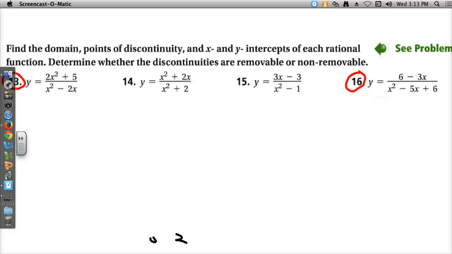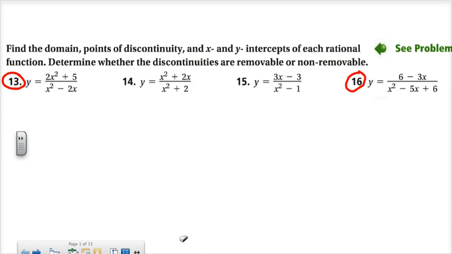These are the frequently asked questions for Algebra 2 for Section 8.3 Day 1. I'm going to start with number 13. Number 13 says, find the domain, points of discontinuity, and x and y intercepts of each rational function. Determine whether the discontinuities are removable or non-removable.